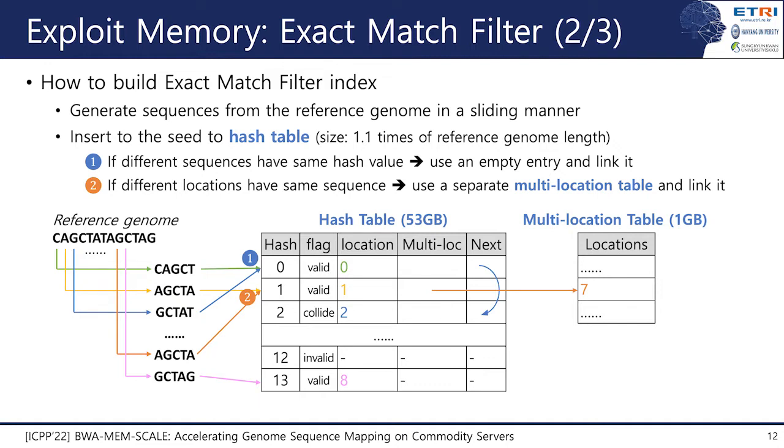The second case is that 2 different locations have the same sequence. In the figure, the second sequence and the second to last sequence have the same characters. In this case, we should merge 2 mapping information. To reduce the hash table size, we use a separate table called the multi-location table. Except for the first location, we insert the location information in the multi-location table, and the hash table entry has a link to the multi-location table entry.